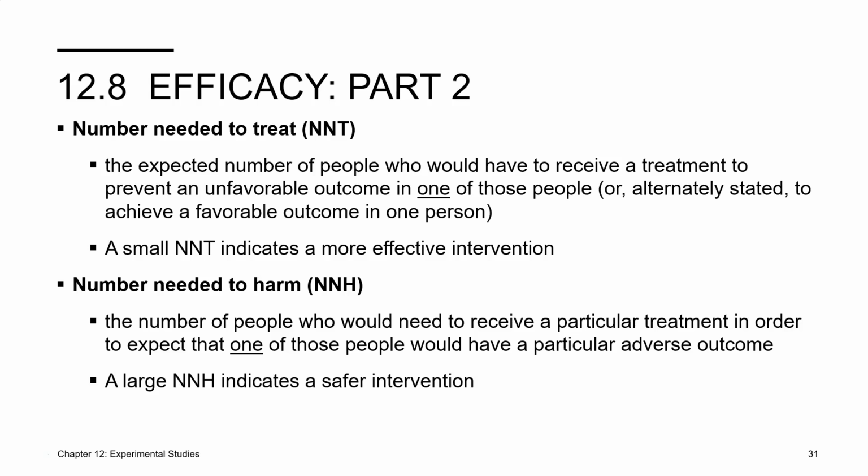Now, a number needed to harm is in some ways the opposite. It's the number of people who would need to receive a particular treatment in order to expect that one person would have a particular adverse event. And so a large number needed to harm indicates a safer intervention.